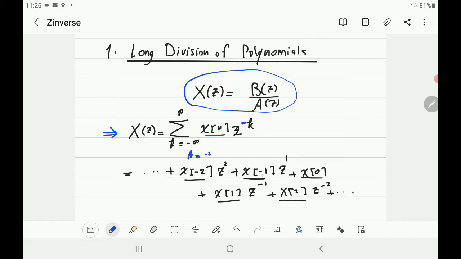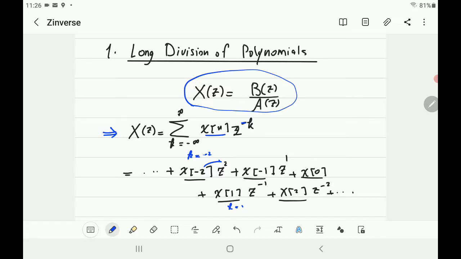The same thing, x of minus 1 times z, plus x of 0, x of 1 times z to the power minus 1, that's where k equals 1. If you substitute k equals 1, it will be x of 1 times z to the power minus 1, and so on. So observe that when the index of x is negative, the power of z is positive. If you have x of minus 2, you have z power 2. If you have x of 2, it's z power minus 2, all right? So that's the expansion of it.